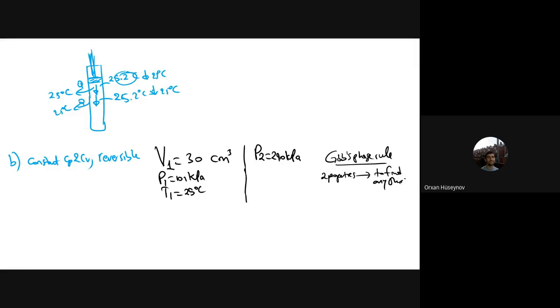For the first stage, we know two properties. We can find any third. But for the second stage, I don't know any two properties. Therefore, I don't have any option to find the final volume. And it says final volume and temperature. So V2 we should find, and T2 we should find. I will first start with the quick process. And if it is a quick process, then Q will be equal to 0. Okay. Now let's solve it.